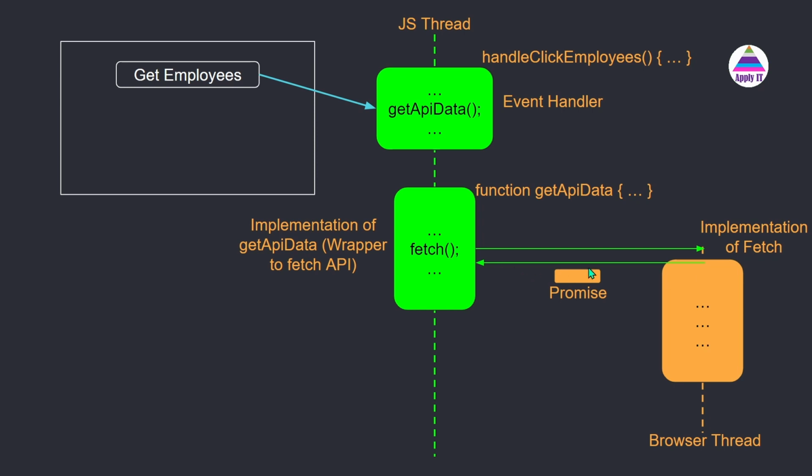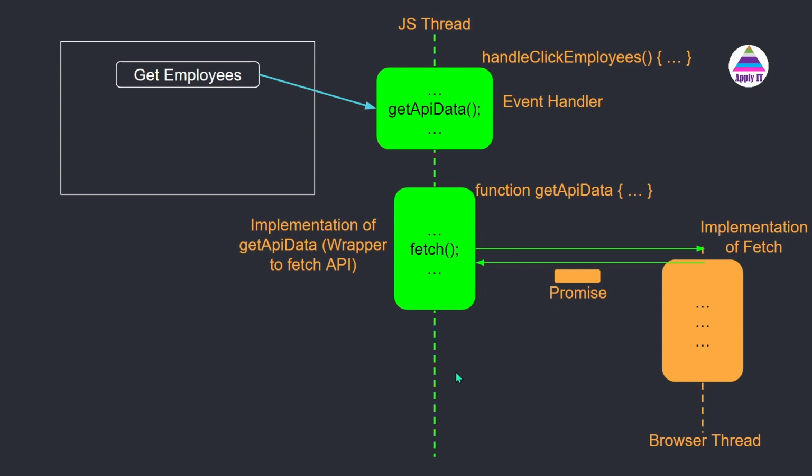Now the moment we call the fetch API, it immediately returns a promise object, because the API data is not available at that point, so it cannot return API data. The API data will become available at some later point. So when we make a call to this async function, it immediately returns a promise object.